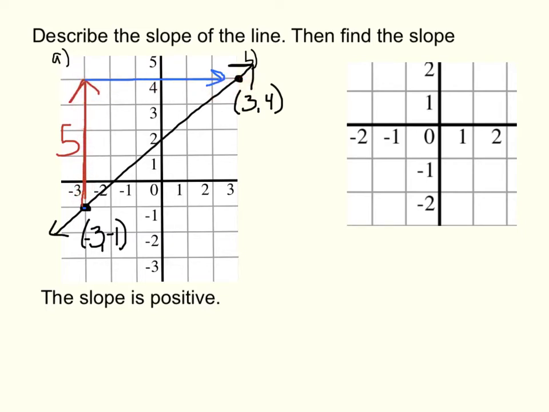Rise over run. How many spaces do you go to the right? 1, 2, 3, 4, 5, 6. I have a run of 6. Rise over run. What's my rise? 5. What's my run? 6. Put it as a ratio.